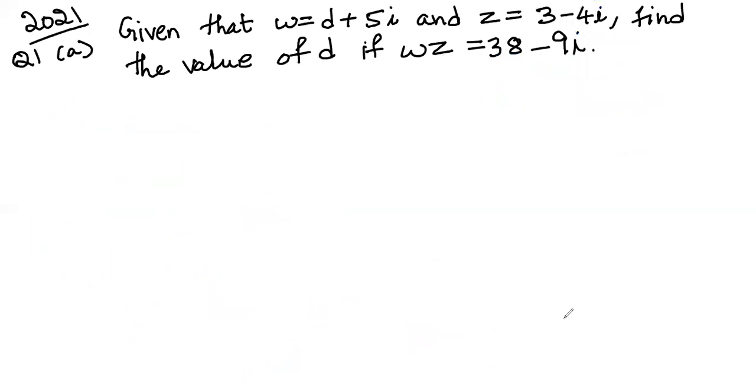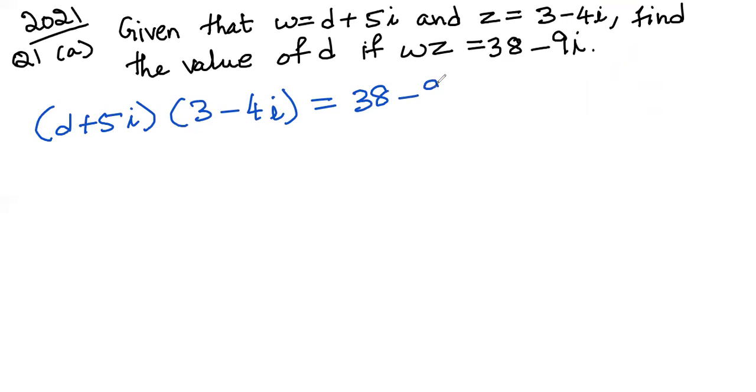Right. Let's look at the 2021 paper. Given that w is d plus 5i, and z is 3 minus 4i, find the value of d if wz is equal to 38 minus 9i. So it's again the product. w is d plus 5i, z is 3 minus 4i, equal to 38 minus 9i.